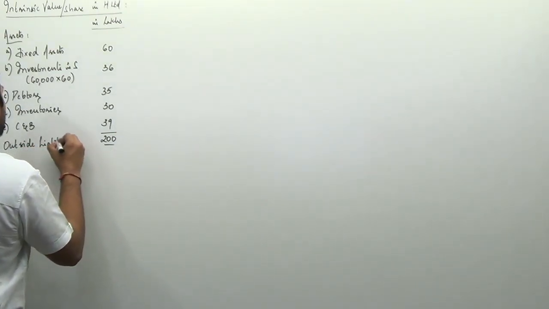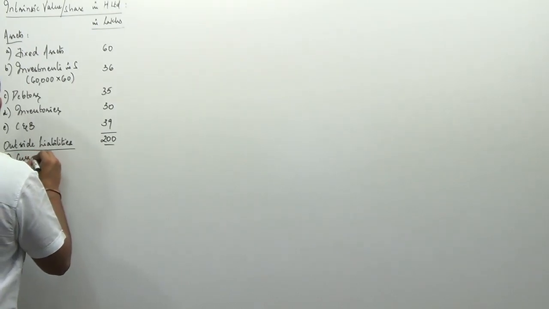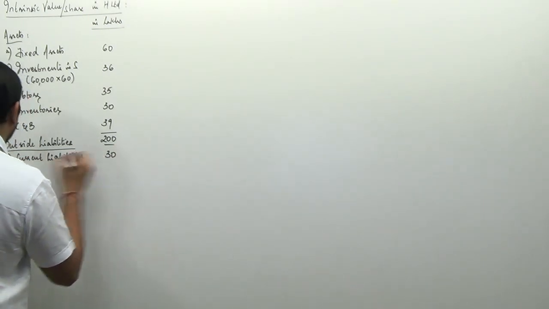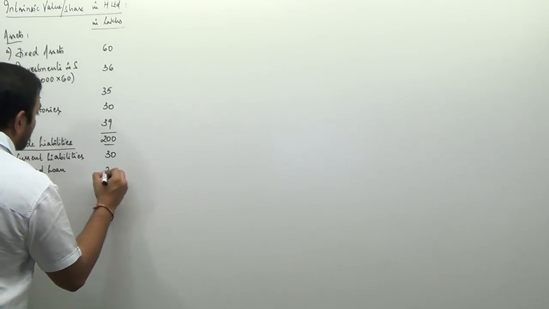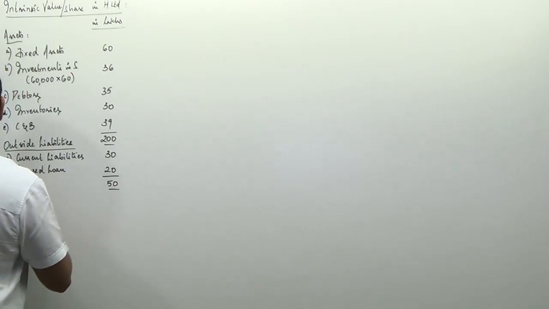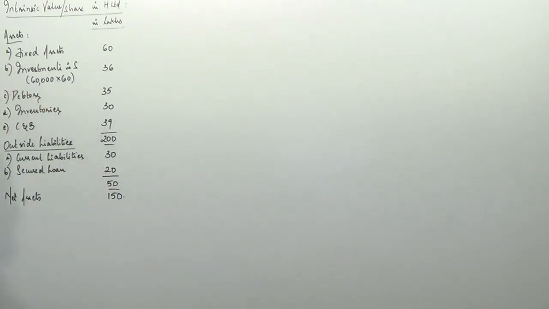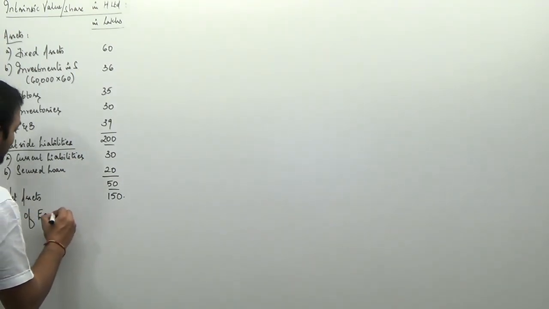Deduct outside liabilities from this. Current liability is 30, secured loan 20, outside liabilities are 50, net assets are 150. These can be called net assets available to equity shareholders, with a simple reason that there are no preference shares. So the net assets available to equity shareholders divided by the number of equity shares will give us the intrinsic value per share.